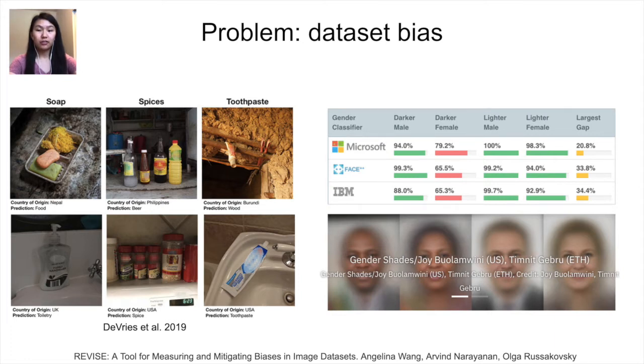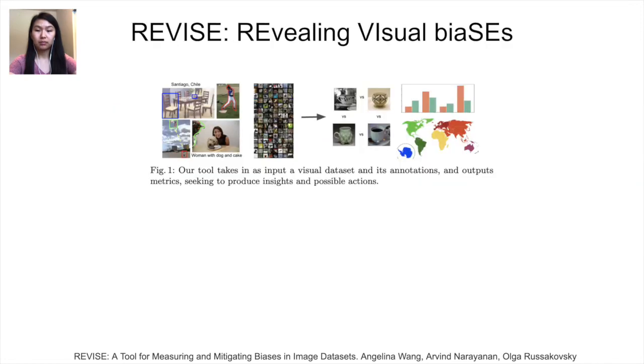For example, De Vries et al. showed that household items like soap and spices are classified incorrectly when represented in countries that are not as highly represented in the dataset. Another domain in which dataset bias leads to serious consequences is in facial recognition algorithms, which Buolamwini and Gebru showed to perform much more poorly on darker-skinned females.